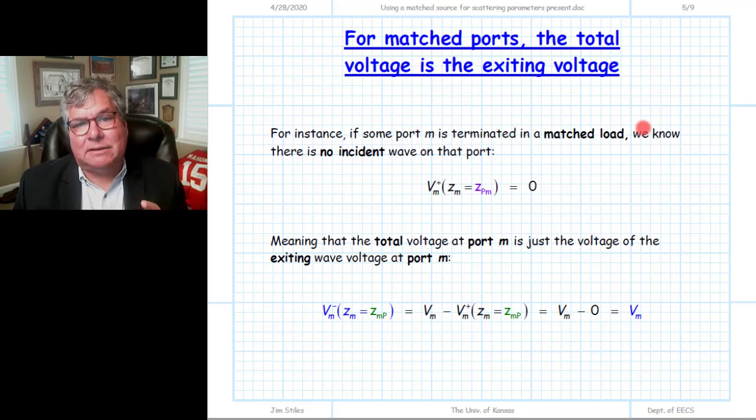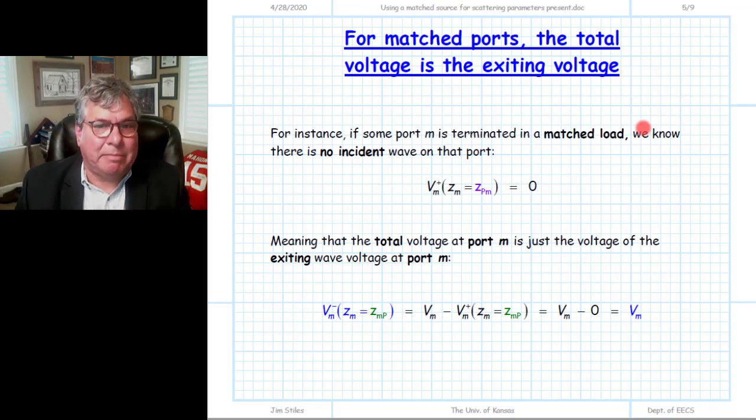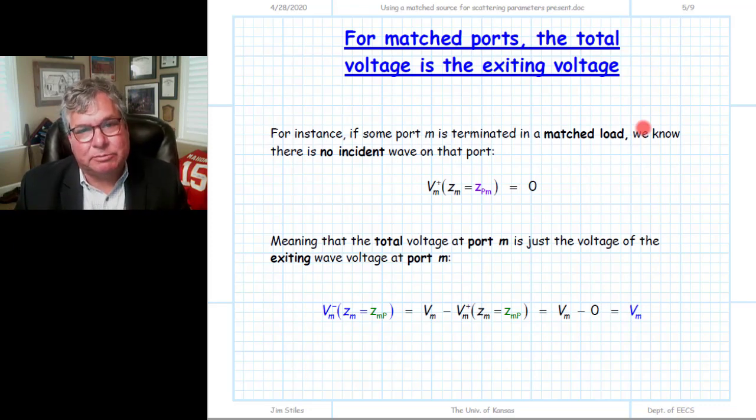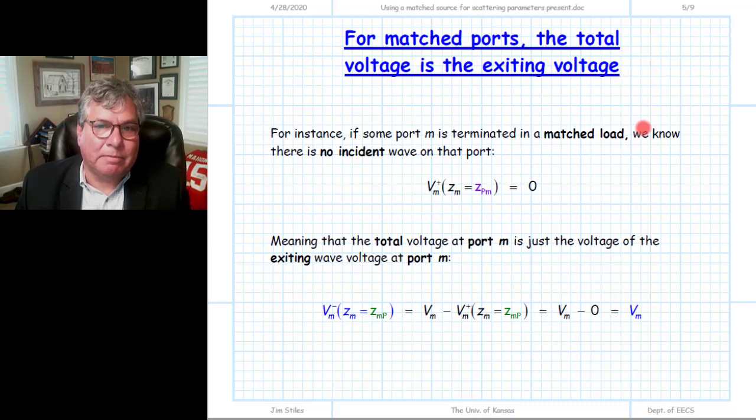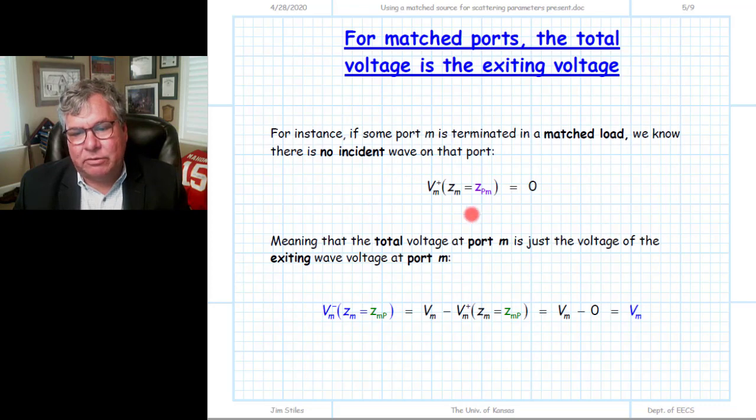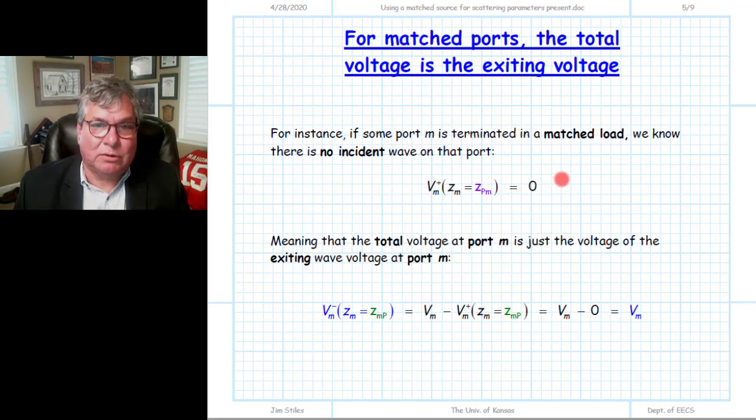Well, let's first look at the ports that are terminated in matched loads. Of course, for these ports, there is no incident wave. If we've terminated our transmission line in a matched load, then we know there is no plus wave that can come from that passive matched load. And so we know for all the ports that are terminated in matched loads that the plus wave is equal to 0. Now, remember, the total voltage is simply the sum of the plus wave voltage and the minus wave voltage, the incident voltage and the scattered voltage. If the incident voltage is equal to 0, then the total voltage is just the scattered voltage.